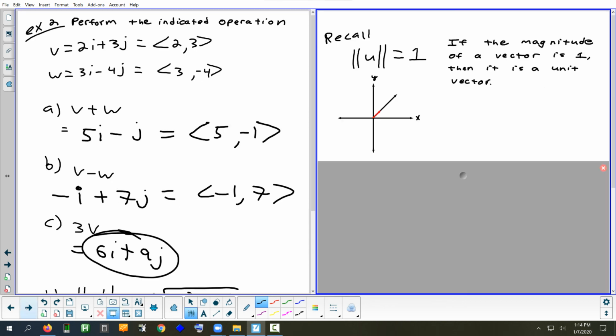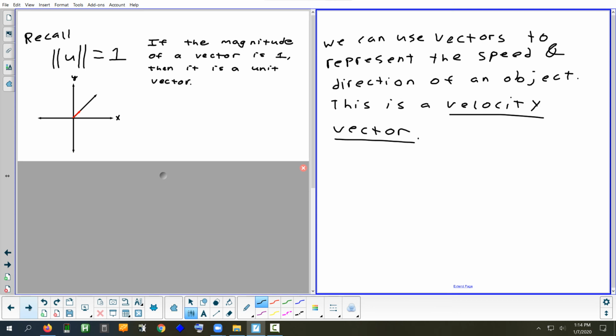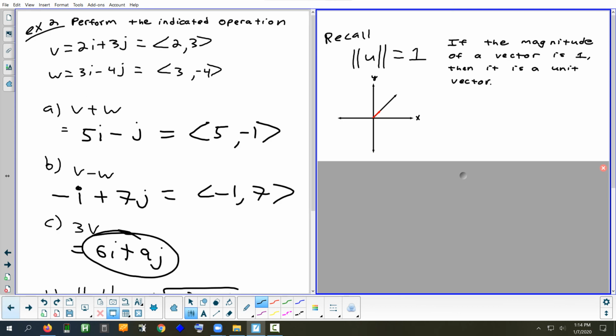Okay. So, last thing before we get into our word problem applications, and there's only 2. So once we finish this, there's 2 questions left. But the word problems take a little bit.